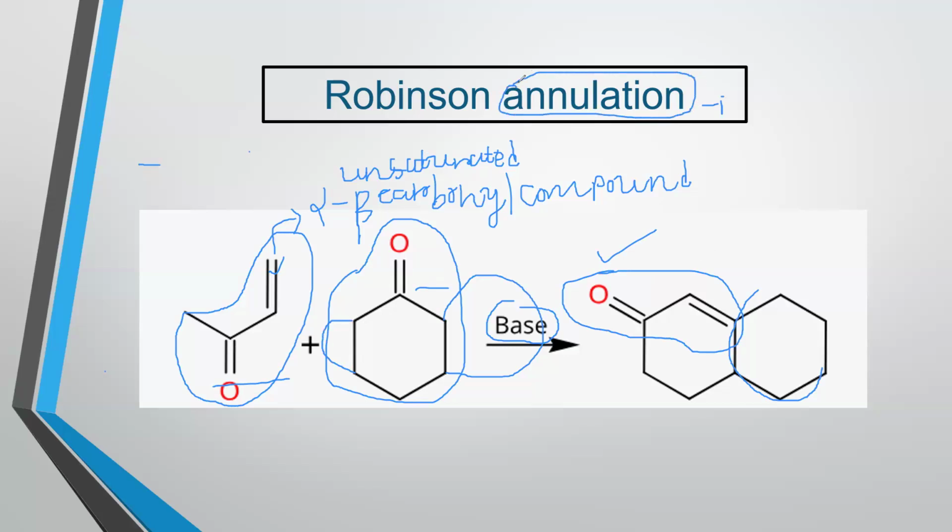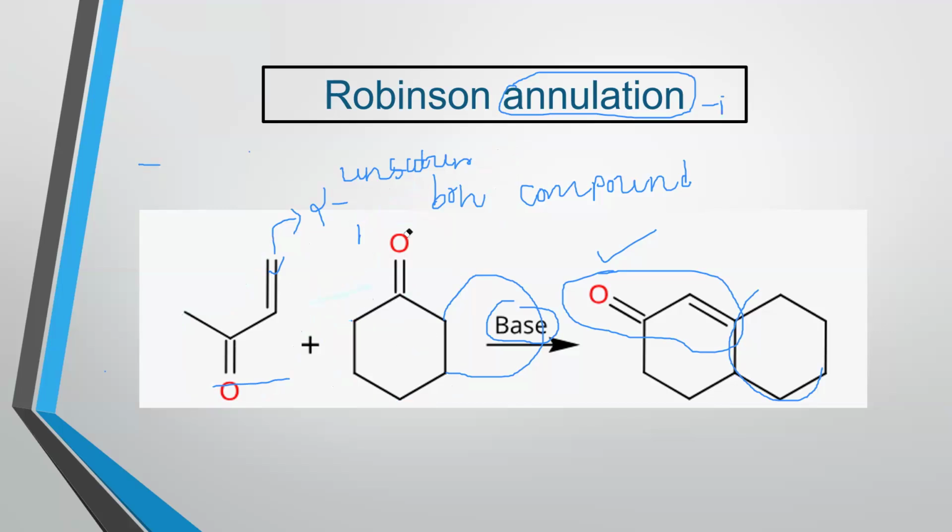So what you have to simply remember is, when you see an alpha beta unsaturated carbonyl compound reacting with a cyclohexanone, you can take cyclohexanone as a reference compound for the Robinson annulation. When it reacts with the cyclohexanone, it will form an additional ring beside this hexane ring. Beside this hexane ring, one more extra ring is formed. So this is known as Robinson annulation.